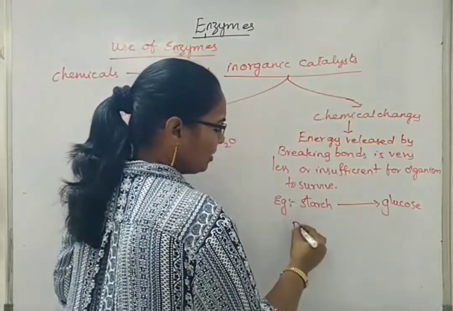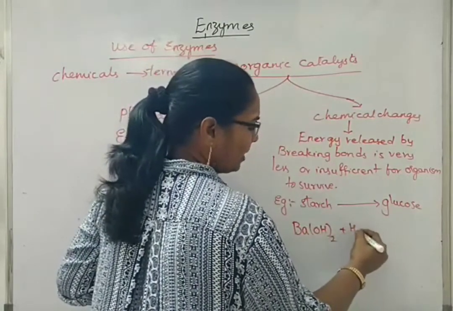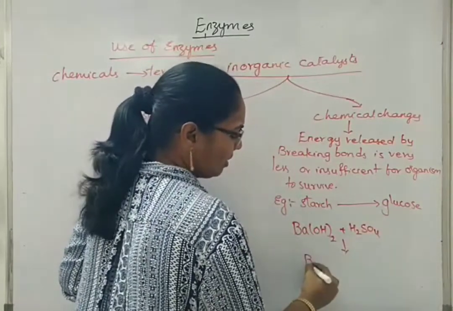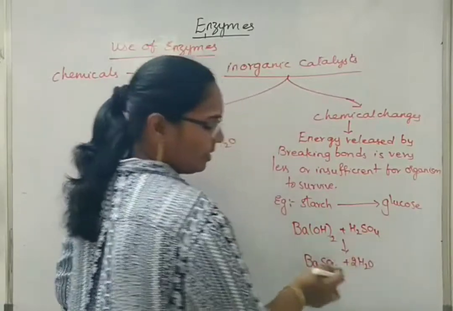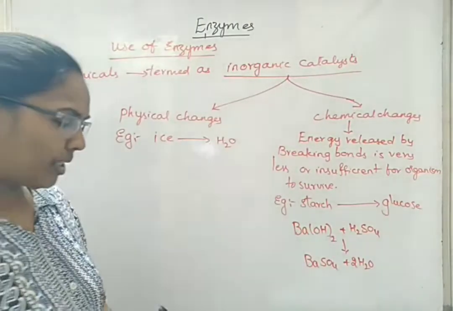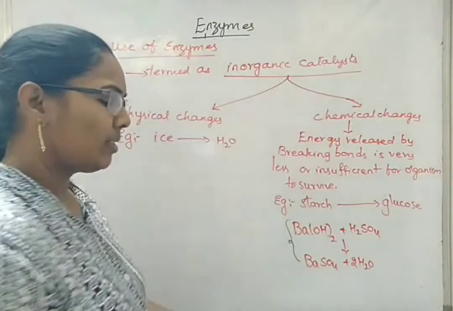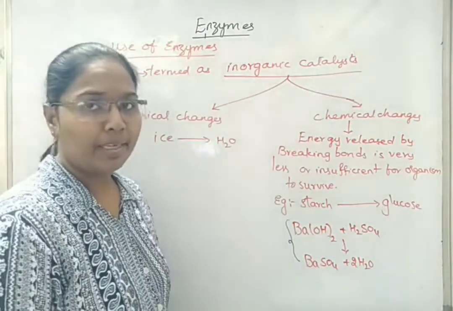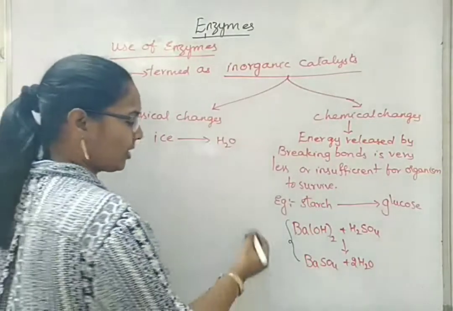One more example is barium hydroxide. When it is reacted with sulfuric acid, it gives out barium sulfate plus 2 water molecules. Still the energy released here is less. But this is not happening inside the living organism's body, then why are we reading it here? If we consider this one as the best example for a chemical reaction, here it needs more temperature to forward the reaction or for the completion of the reaction.